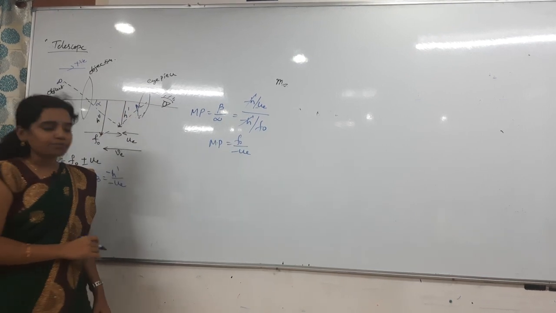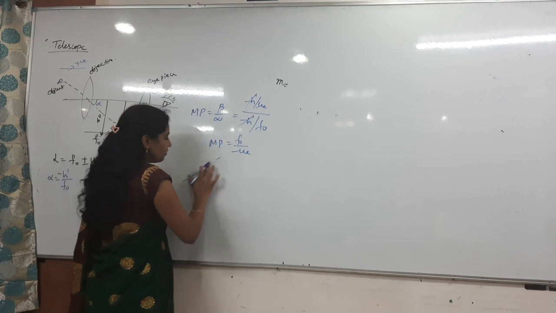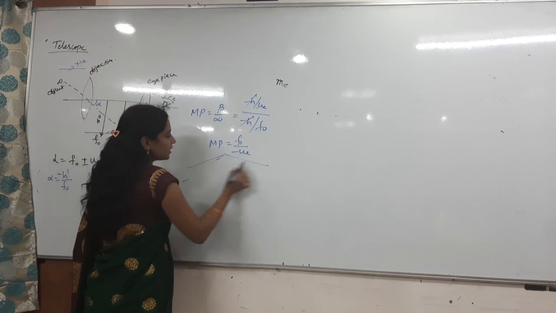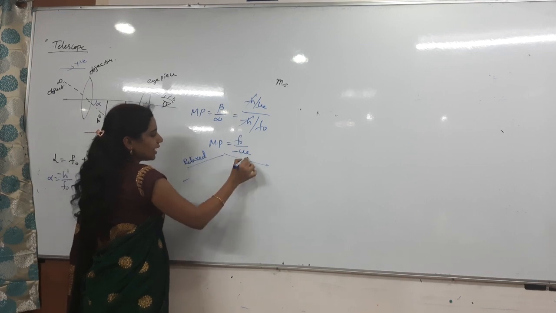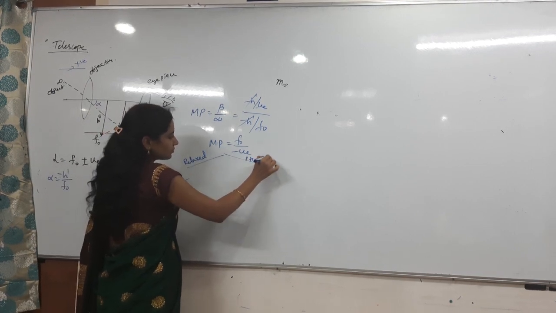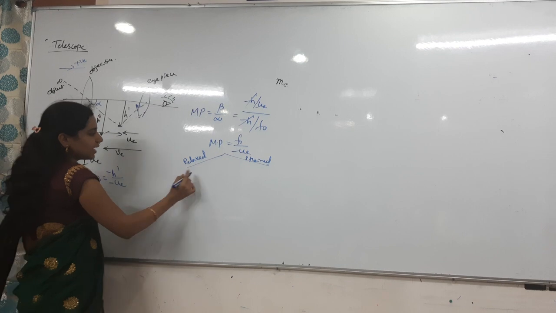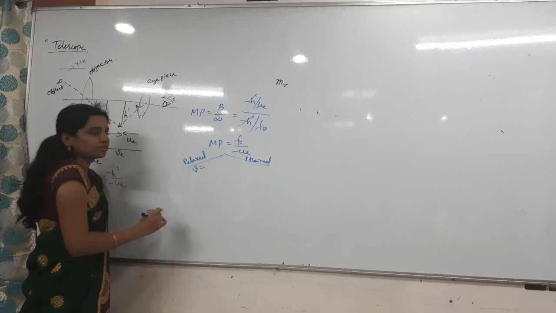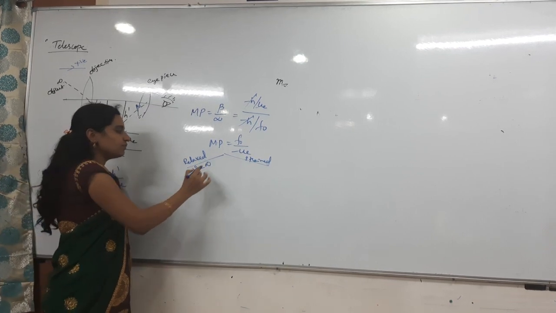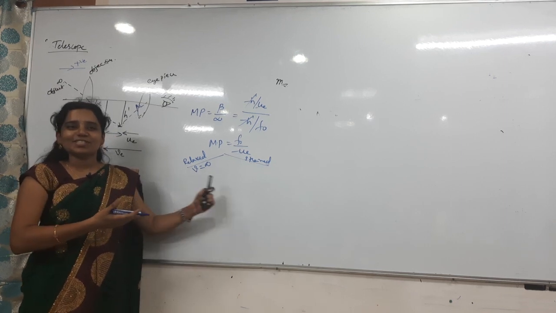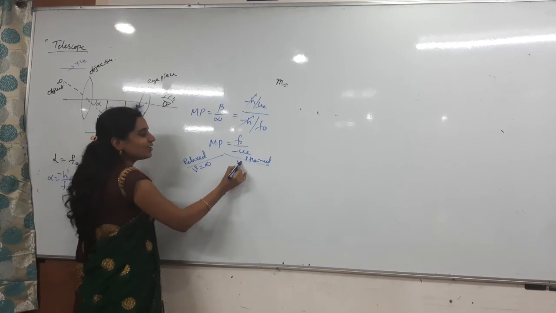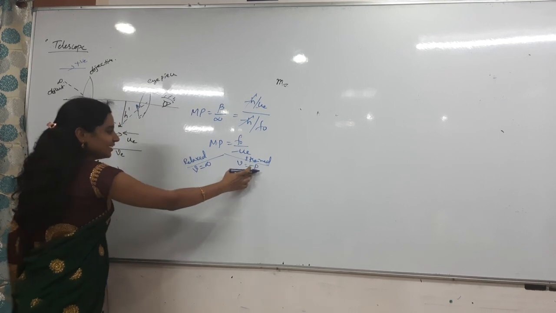Again this magnifying power will be there in two cases. One is about what? Relaxed and then strained eye. So for the case of relaxed eye, what is the image distance? V is equal to infinity. Strained eye, V is equal to minus D.